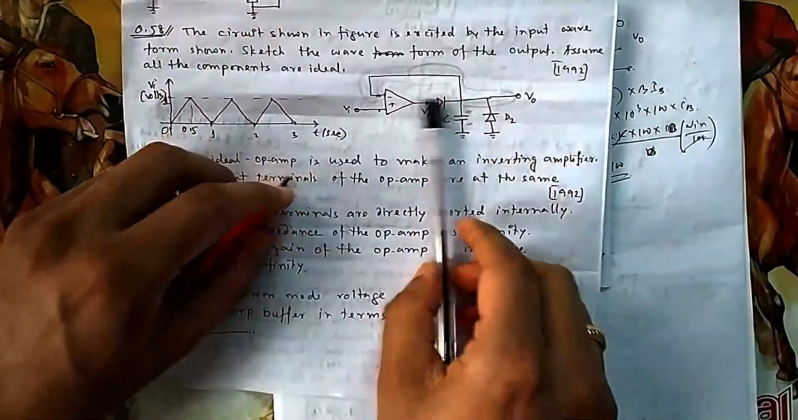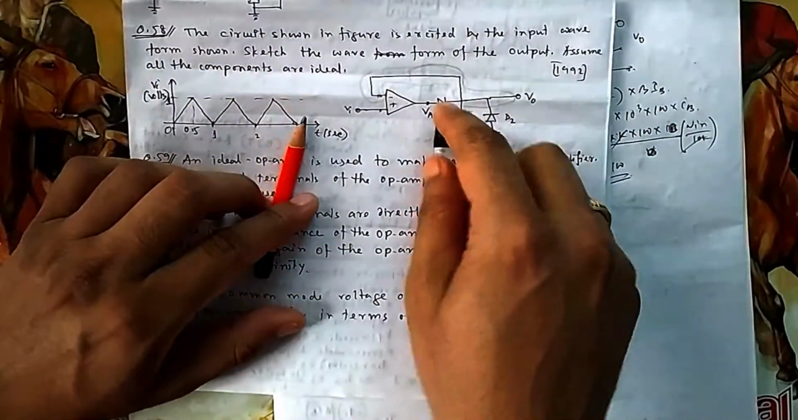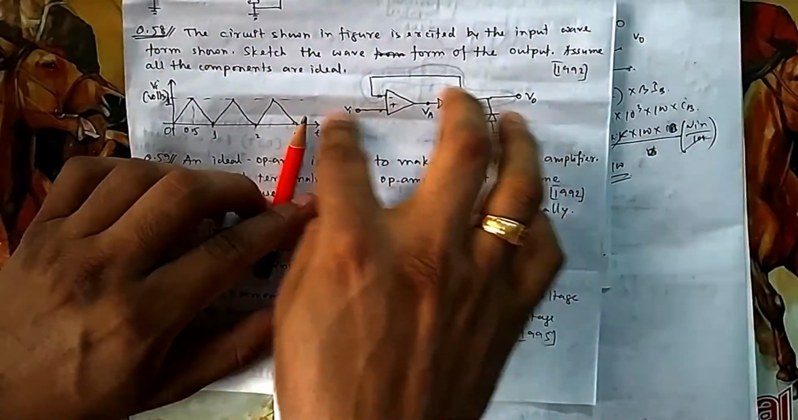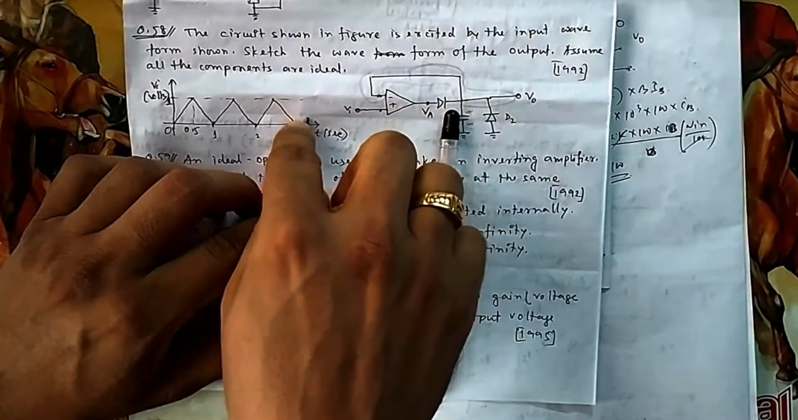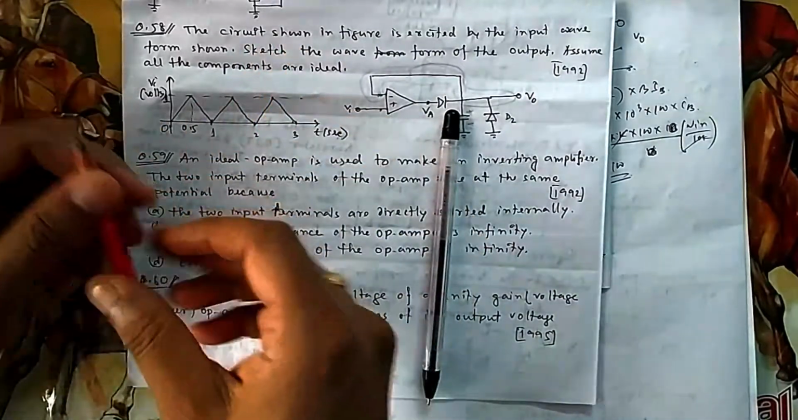Suppose we have two wires. Forget about the op-amp. This is one terminal, they are not connected, so the resistance is infinite. If this is 10 volt, should that be 10 volt? No, not necessary. It is a simple wire.